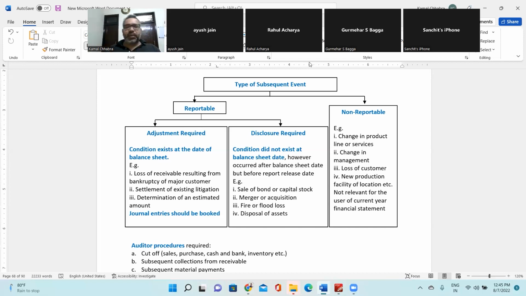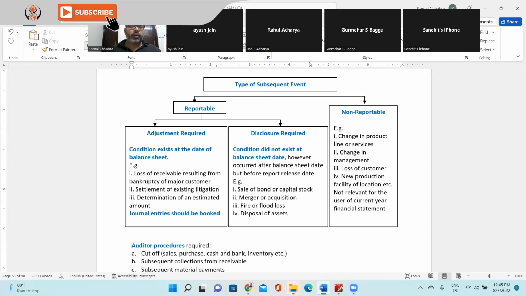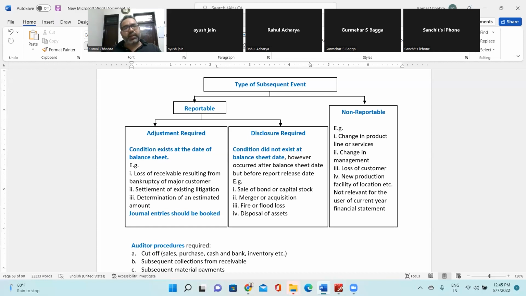Right? So subsequent events are of two types, reportable and non-reportable, right? Non-reportable are those for which users of the financial statements generally don't see much difference. Reportable are those for which users of the financial statements are interested to know. In that, adjustment would be where the condition or event already existed before the balance sheet date and it got resolved or got updated information after the balance sheet date but before the signing date. But disclosure events are those events which occurred after the balance sheet date but are significant and important for the users of the financial statements to know about. So those items require disclosure.